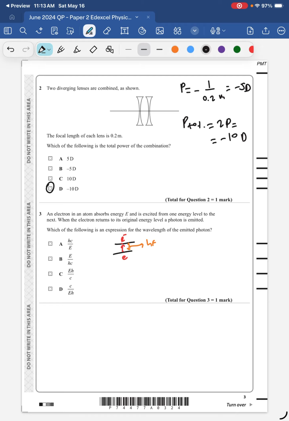And the electron returns where it started, okay? So this energy difference is E, right? So E is going to be equal to just hf, right? And the frequency is equal to c over lambda. For any wave, the frequency is equal to the velocity of the wave over the wavelength, and for light, of course, the speed is c. Okay, so we only have to solve for lambda. So hc over E is the correct answer, which is option A.